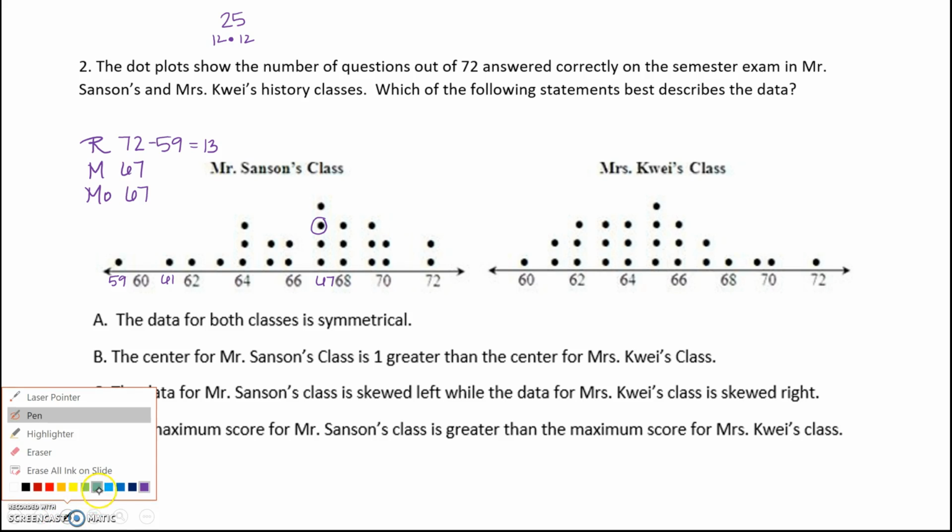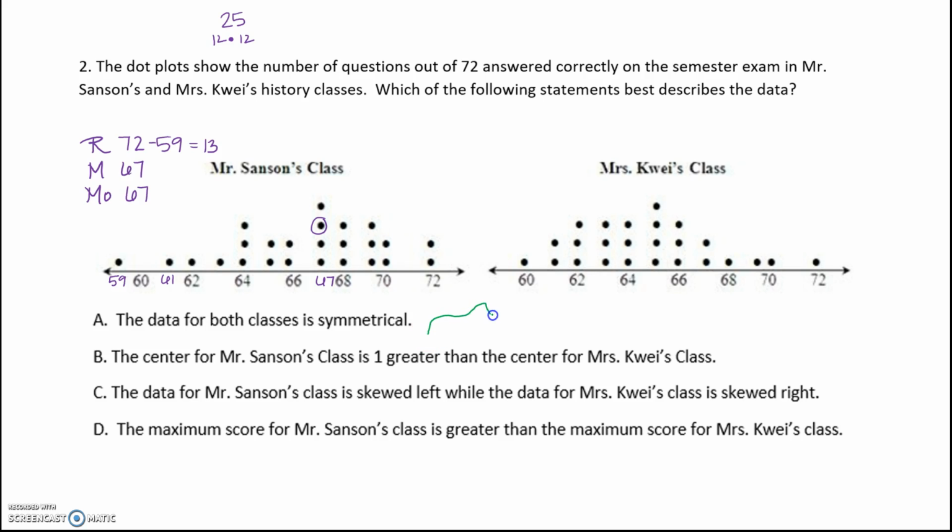So for the answer choices, let's look at some keywords. So the data for both classes is symmetrical. So symmetrical means that if you cut it down the middle, it's like a mirror image. So something like this would be symmetrical. Okay, so I want you to think about if it's symmetrical or not. The center for Mr. Sanson's class. So center, remember, is another word for median.